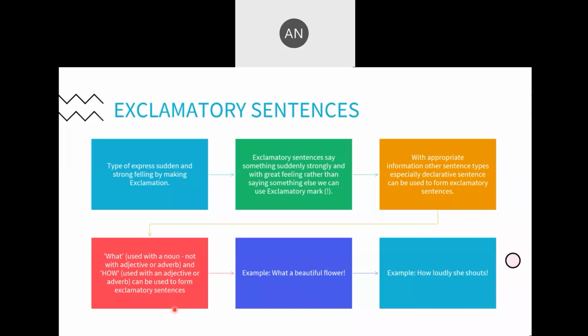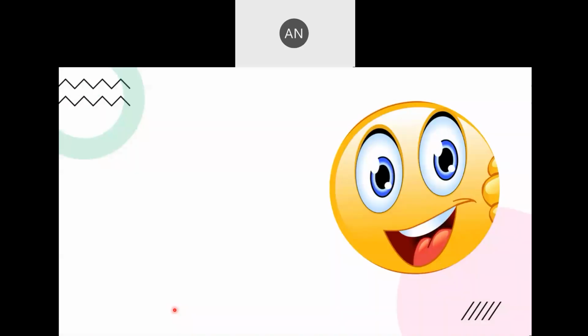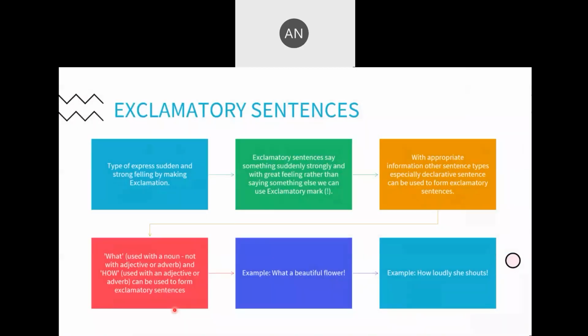What? This already I have explained you. What and how is used in exclamatory sentence. What a beautiful flower. How loudly she shouts.